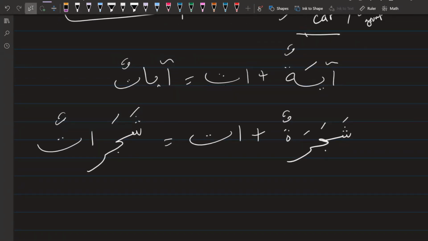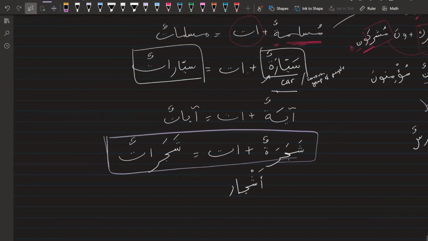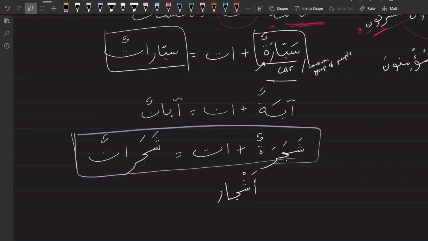But sometimes what you'll find, some plurals have their broken plural and they also have their sound plurals. In that case, there are rules, but I'm explaining in a simple way. In that case, it is preferred to use the broken plural. I'm saying it in a very simple way. This word has a broken plural also, which is ashjar. Makes sense, guys?